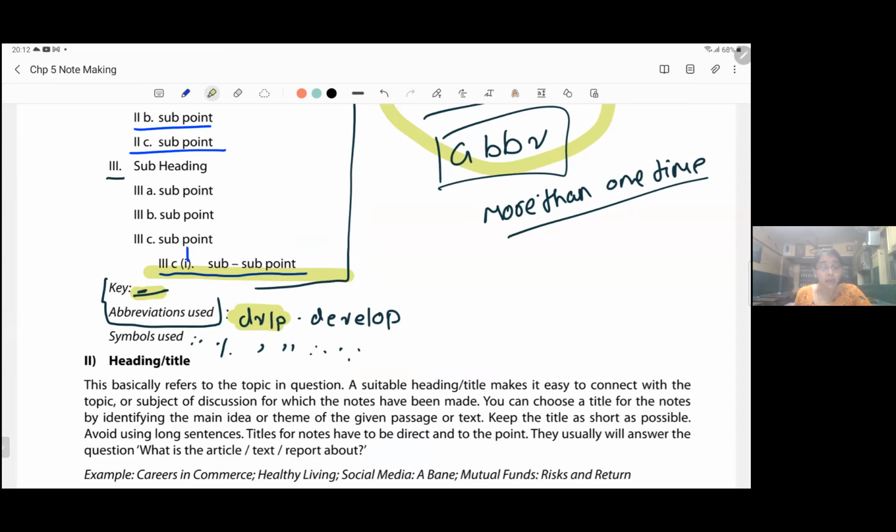सिंबल्स यूज किए हैं अगर, कॉमा, फुल स्टॉप, सिनोनिम, इन्वर्टेड कॉमास, डबल इन्वर्टेड कॉमास, कॉलन, सेमीकॉलन, ये सारे चीजें अगर यूज किए हैं तो सिंबल यूज में डालना है.